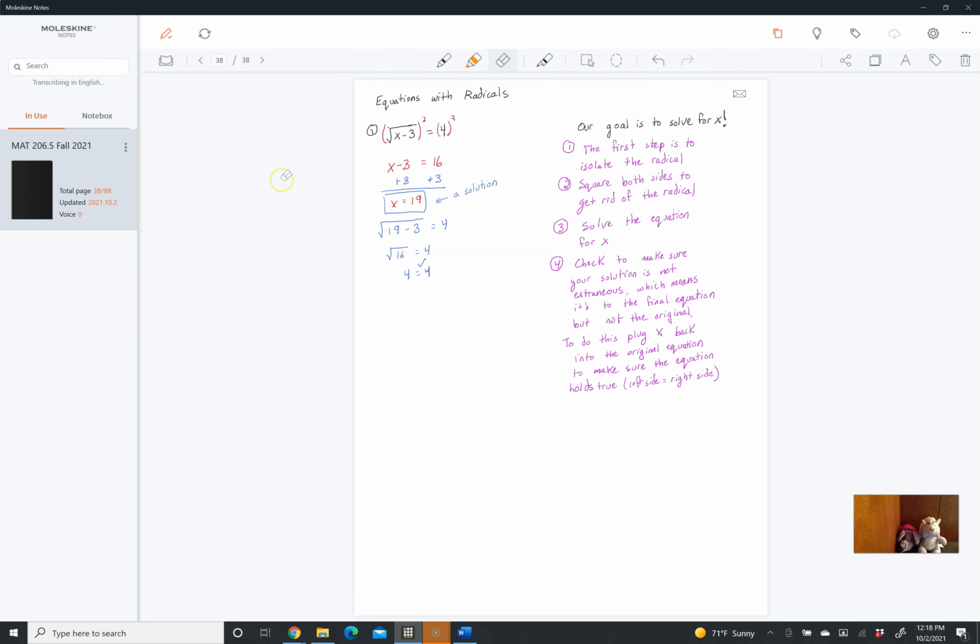Okay, let's take another example. So let's say that we have the square root of x minus 4 plus 8 equals 3. Okay, so we're going to isolate the square root. Subtract 8 from both sides. Square root of x minus 4 is equal to negative 5. Okay, so we isolated. Next thing that we're going to do is we're going to square both sides.